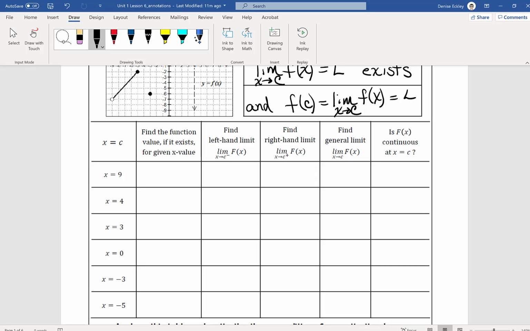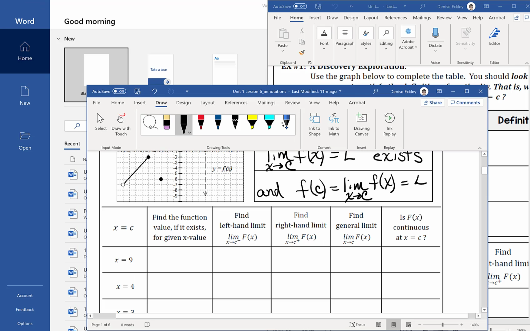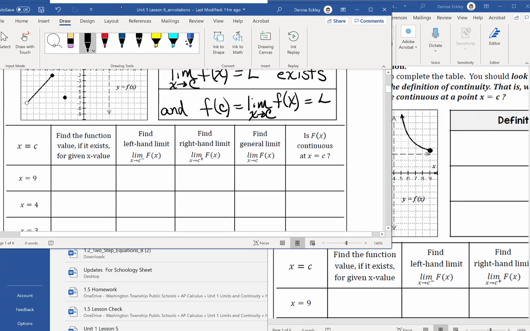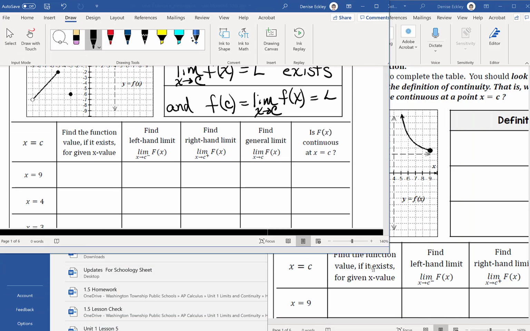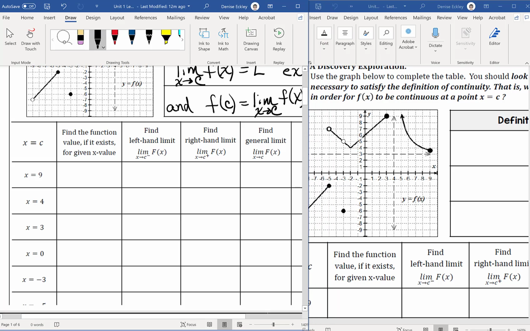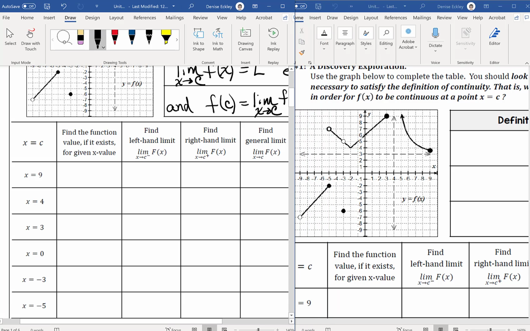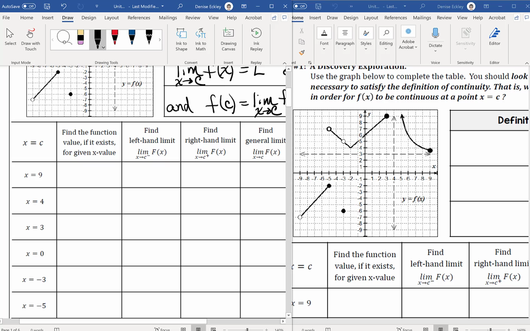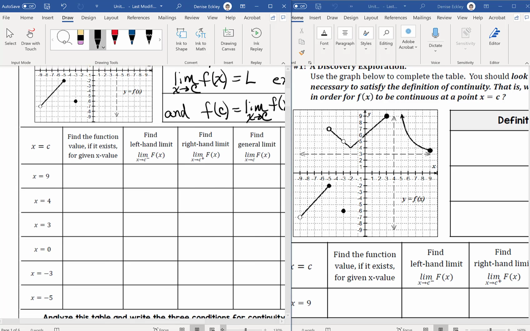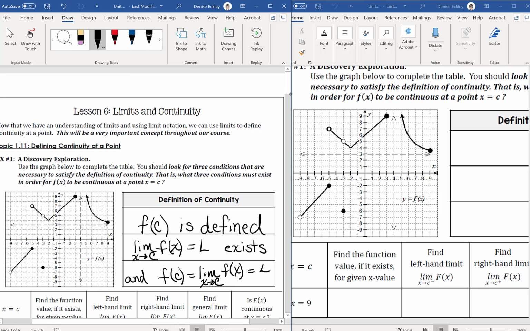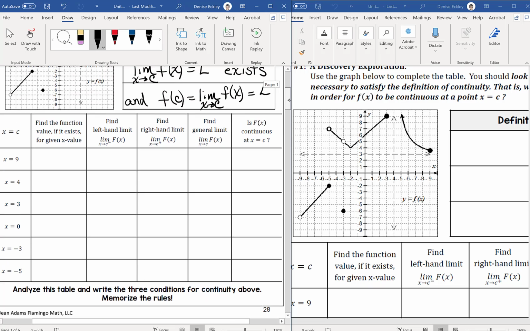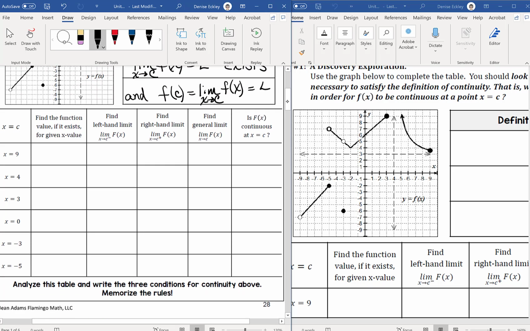I am going to split my screen here. Let's see if I can do this. So we can have the table here, and then the graph there. Okay, let me make this a little smaller. There we go. Got everything we need here.